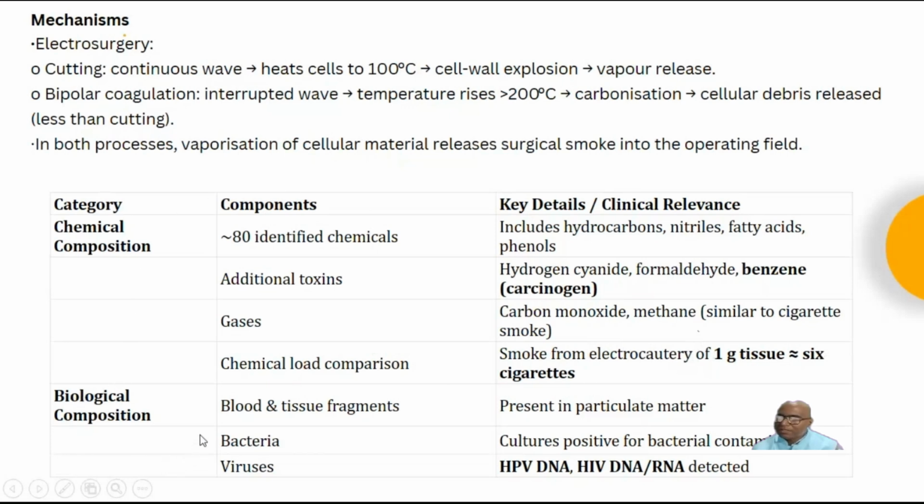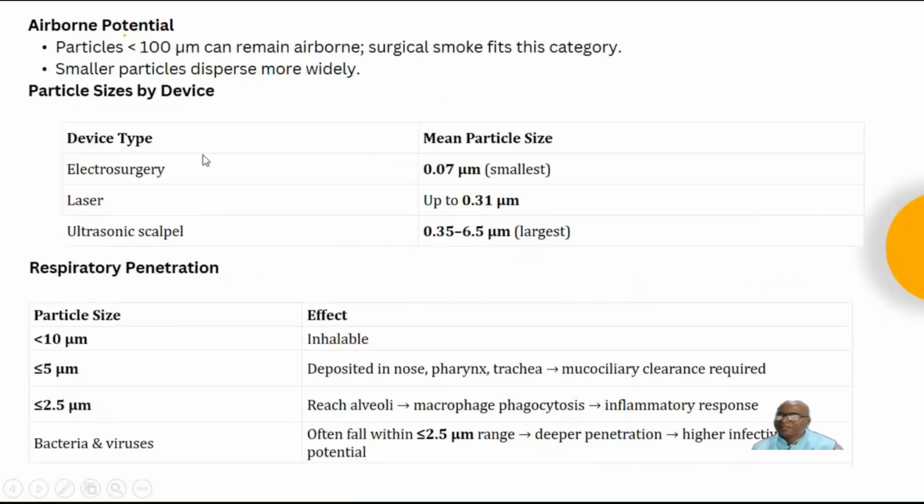Biological composition: blood and tissue fragments are present in the particulate matter. Then bacteria and viruses are also likely to be present in this smoke. Then what is the airborne potential? Particle size less than 100 micron can remain airborne, and surgical smoke fits into this category. Smaller particles disperse more widely.